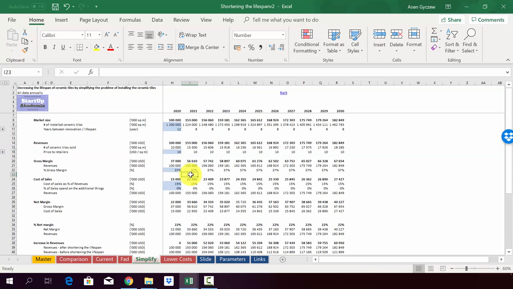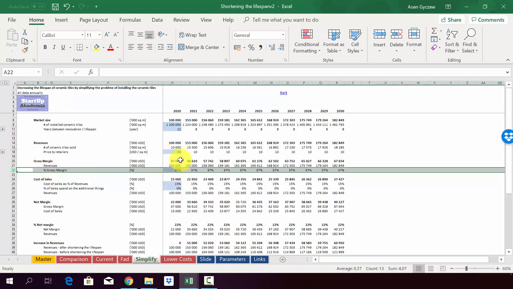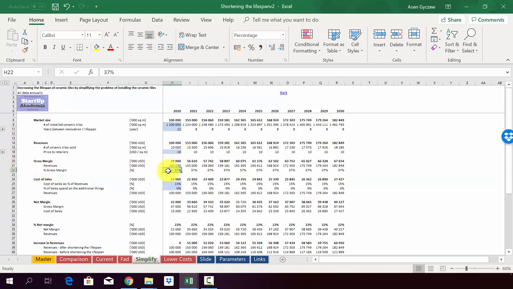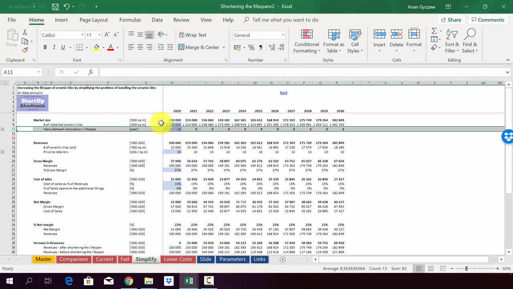The last option which we're going to test is simplifying the way the ceramic tiles are changed. And we do it by designing specially the product, which will actually cost us more. So our gross margin is smaller. We assume that this will be 37%. So we did some simplification. It was not as costly as it could have been, but we managed to achieve a change in the behavior of the customers. So they will be changing the ceramic tiles every 8 years, not 12 years.